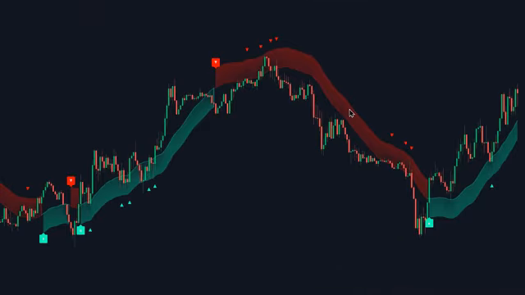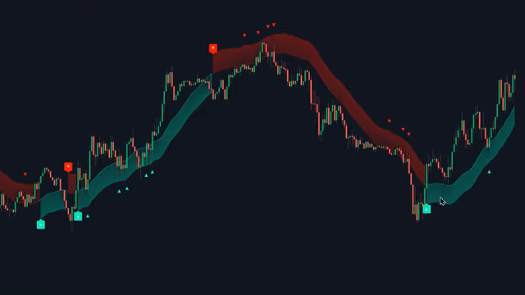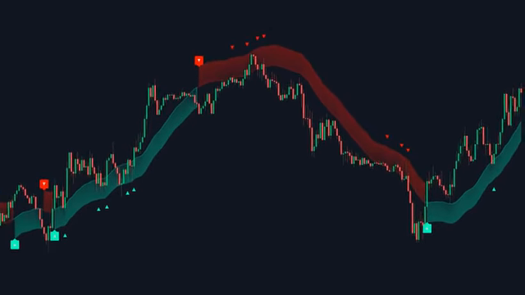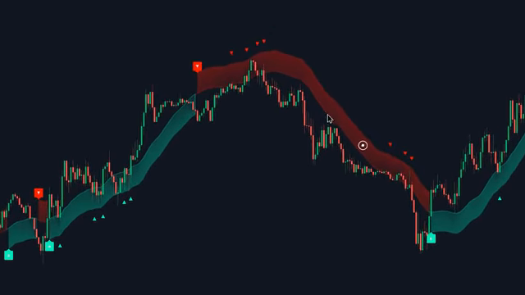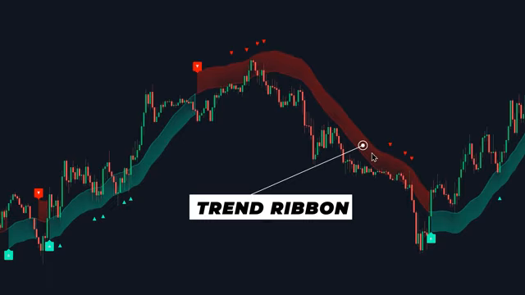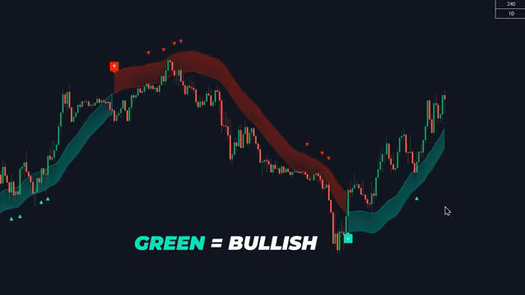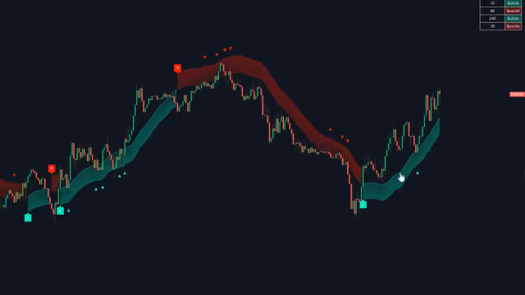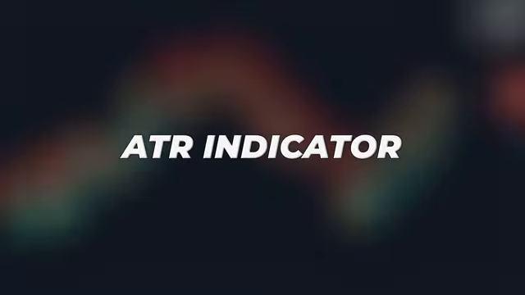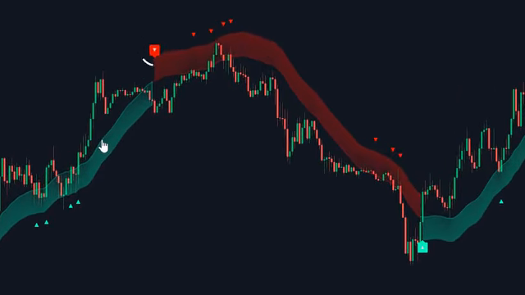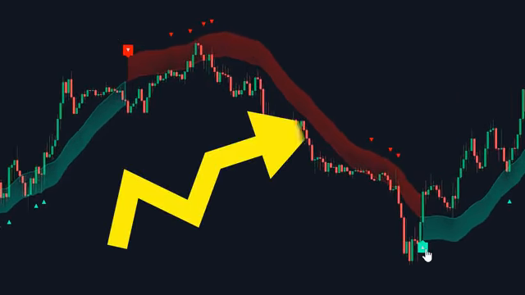Now, looking at this indicator, you can see it's super straightforward. It's made up of the following components. Per usual, we have the trend ribbon, which changes color between red for bearish trends and green for bullish trends. This trend ribbon is based on the average true range, or the ATR indicator, which helps reduce false signals. We also have red and green arrows to indicate transitions between bullish and bearish trends.